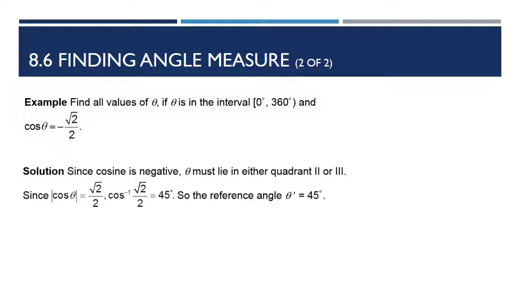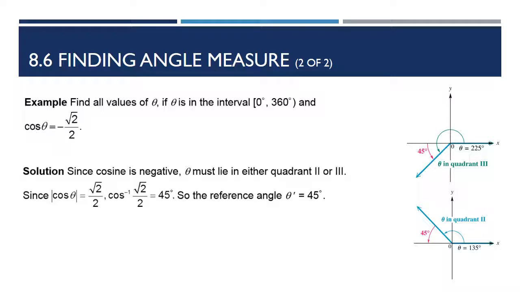All right, since it's negative, the angle has to be either in quadrant 2 or 3. It can't be in 1 because everything's positive there, and it can't be in 4 because cosine is positive in 4. So we also know that the square root of 2 over 2 is a 45-degree angle. So what we need to do is find the 2 angles that have a reference angle of 45 degrees, one in quadrant 2 and one in quadrant 3. For quadrant 3, you're going to do 180 plus 45, and that gives you 225. And then quadrant 2, you're going to do 180 minus 45, and that gives you 135.